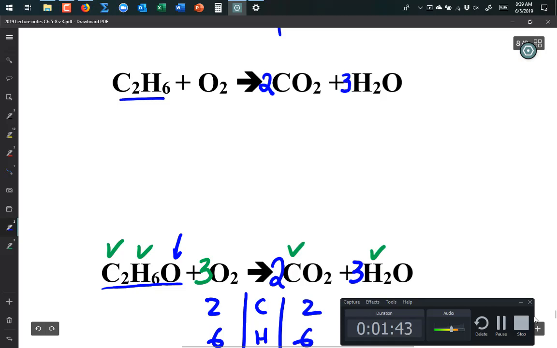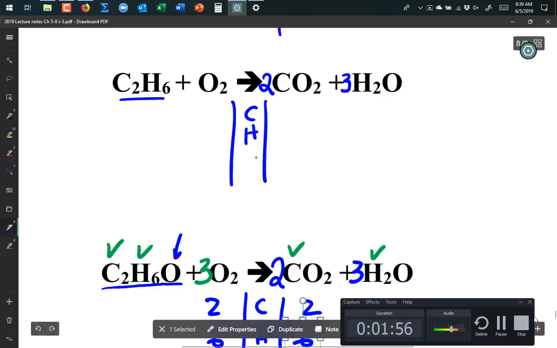So now, this is where I would do the little tally thing, right? I'd go like this. Oh, shoot, it's not in the middle, though. This, I do C, do H, and O.